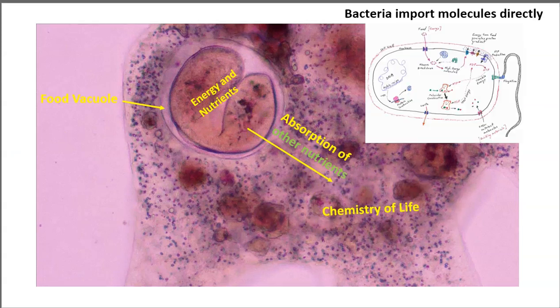And recall, for bacteria, they are simply importing molecules from their environment, whereas larger cells, predatory cells like amoeba, are eating other living things and therefore have to do digestion. But then they import nutrient molecules into the cytoplasm. And so what happens now in the chemistry of life here is a lot like what's going on in a bacteria cell.